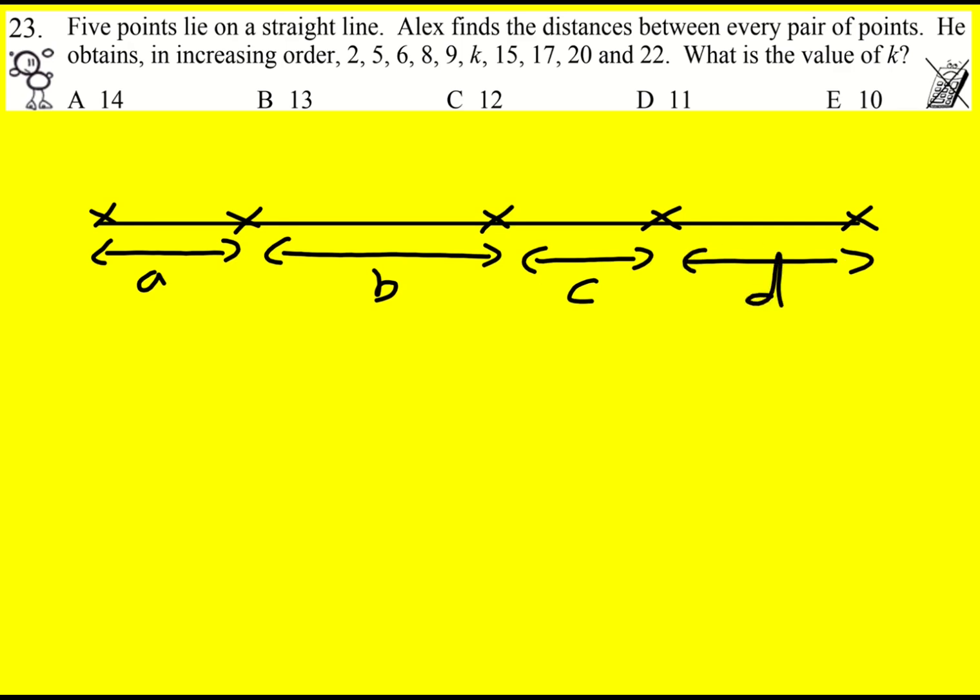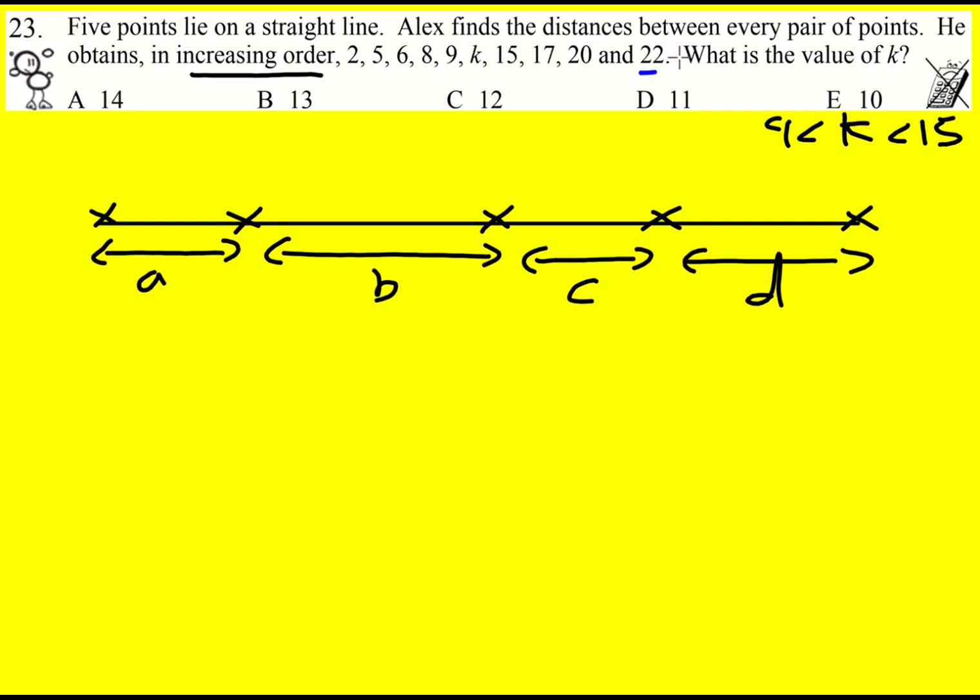So I can work out these, I'm well on my way. Alex finds the distances between every pair of points and he obtains, in increasing order, these numbers here, involving K. Now, K has got to be bigger than 9 and less than 15 because they're in increasing order. We're going to assume it's strictly increasing, so it can't equal 9, but we'll find out in a minute. But that's generally kind of what we go with when we say increasing.